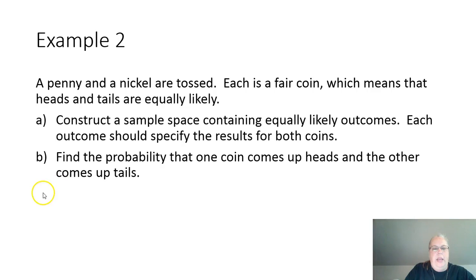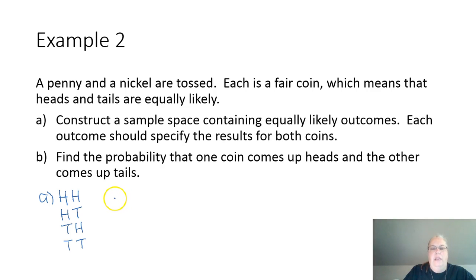Alright, so for A, our outcomes are going to be, we could flip a head on the penny and then a head on the nickel. We could flip a head on the penny and a tail on the nickel. We could flip a tail on the penny and a head on the nickel. And we could flip a tail on the penny and a tail on the nickel. That is our sample space.